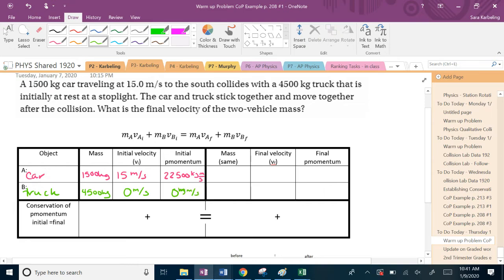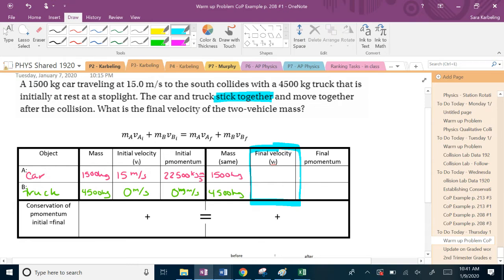So then they're going to collide. The masses are going to be the same before and after. So that's 1,500 kilograms and 4,500 kilograms. Do we know the velocity? We don't. But what's important and different about this one from the others that we've done so far is that the final velocity for both of them is going to be the same, right? It's an inelastic collision. It says that they stick together.